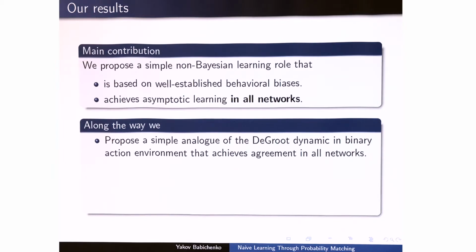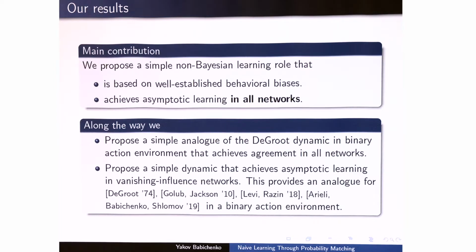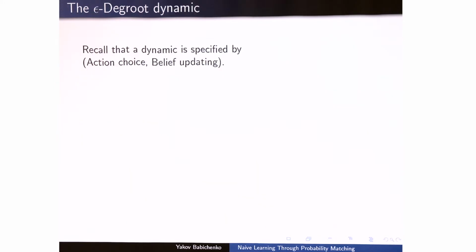Okay, so what I will show is a natural dynamic that essentially achieves consensus, and we propose a simple dynamic that achieves asymptotic learning in vanishing influence networks. This provides an analog of all these papers that show existence of learning in vanishing influence dynamics, but we do it again in a binary action environment.